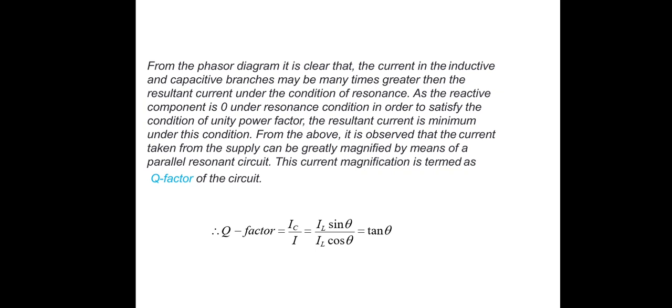What we observed in the previous series resonant circuit is that there is a voltage magnification, a Q factor. Generally Q factor is equivalent to 1 by R under root of L by C in the series resonant circuit. Now we observe that the Q factor here is the current magnification. So IC by I, we already know that. IC is equivalent to IL sin theta, and I is equal to IL cos theta. Both will be ratioed, that means it is indicated as tan theta, that is the Q factor.